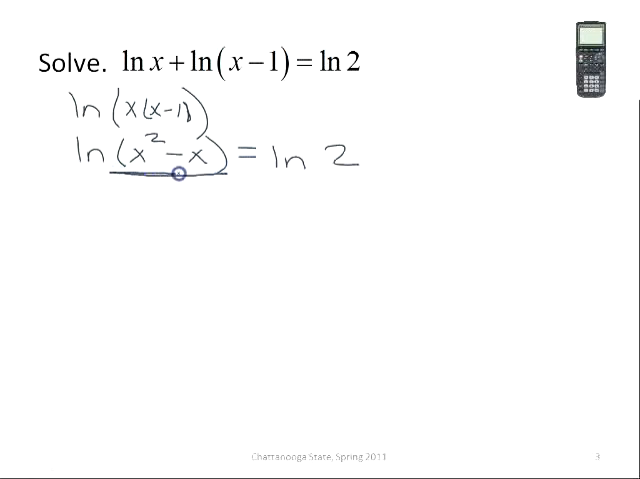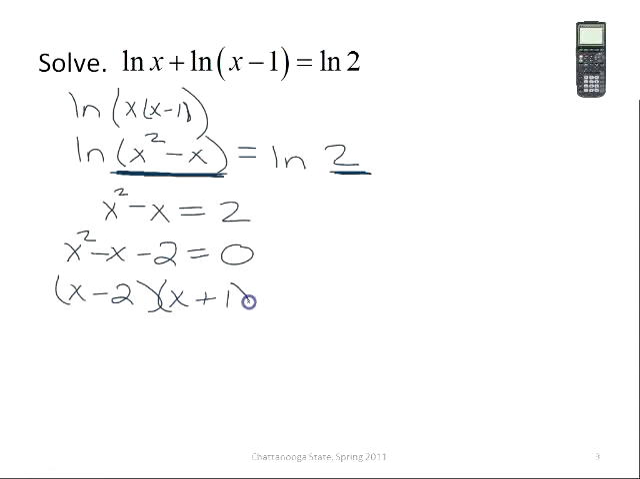Now, similar to what you may have seen before, if the natural log of something equals the natural log of something else, then we know this x squared minus x has to be the same as the 2. So here, I don't even need to do any conversions. I just write this as x squared minus x equals 2.